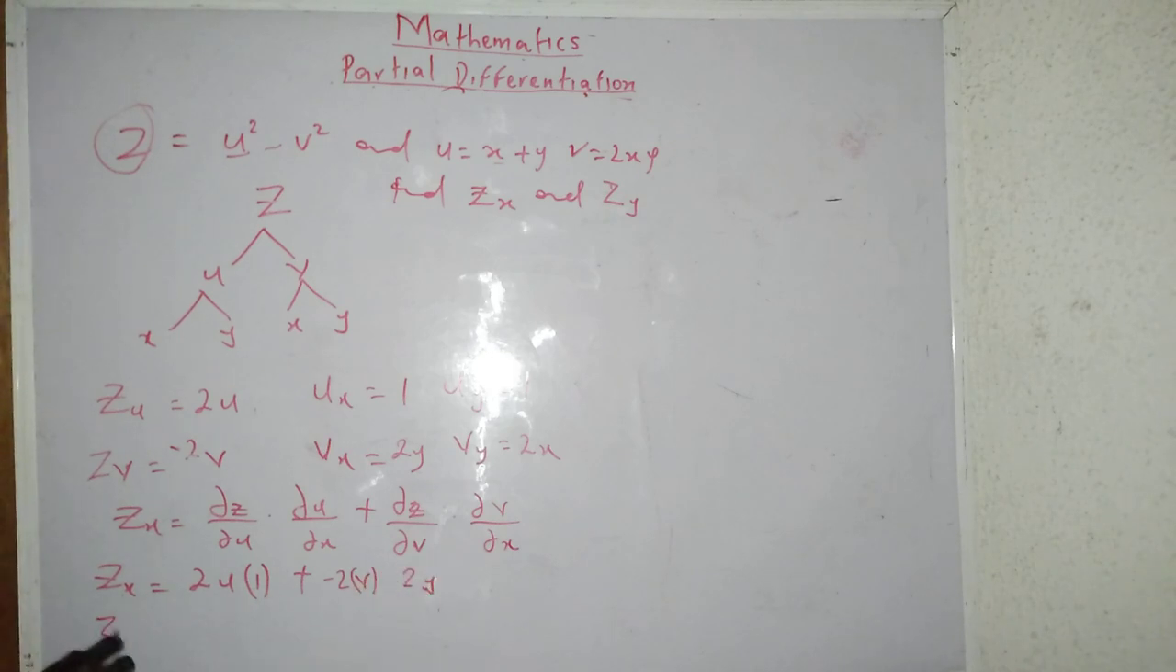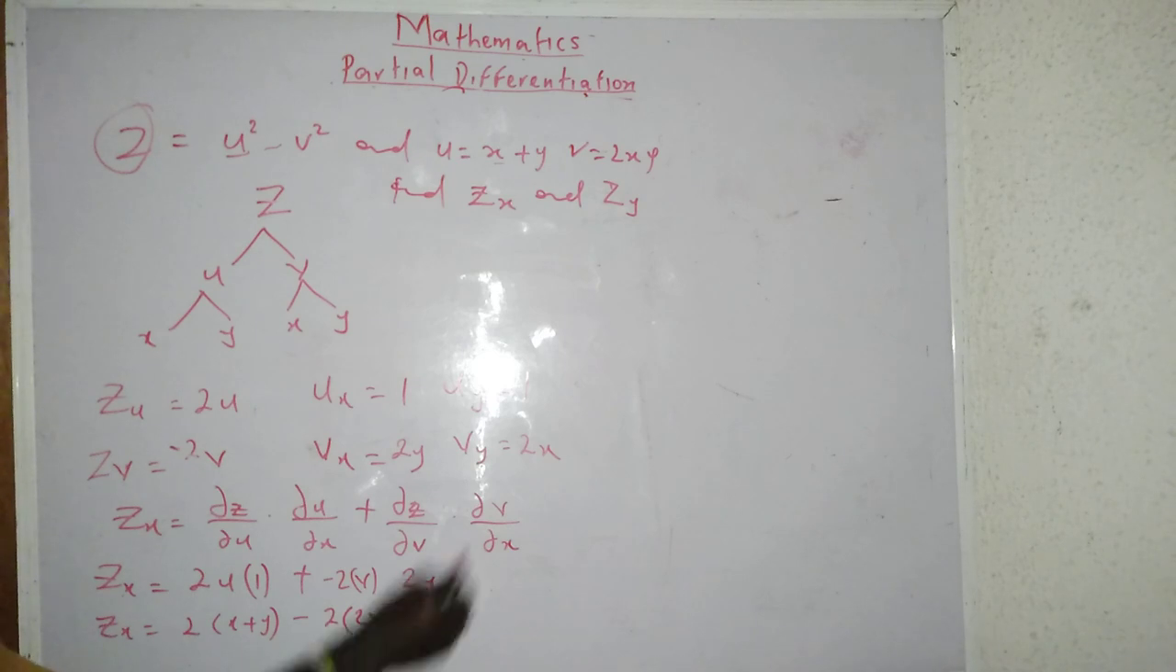Now, I will select mine. What is my u? This is my u: 2 bracket of x plus y. Now, this one will be minus. This minus will affect. What is my v? Bracket of what? 2xy. Bracket of what? 2y.